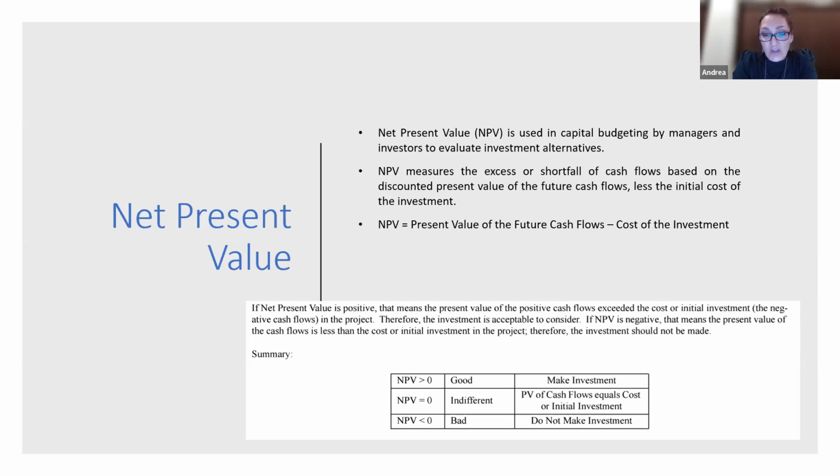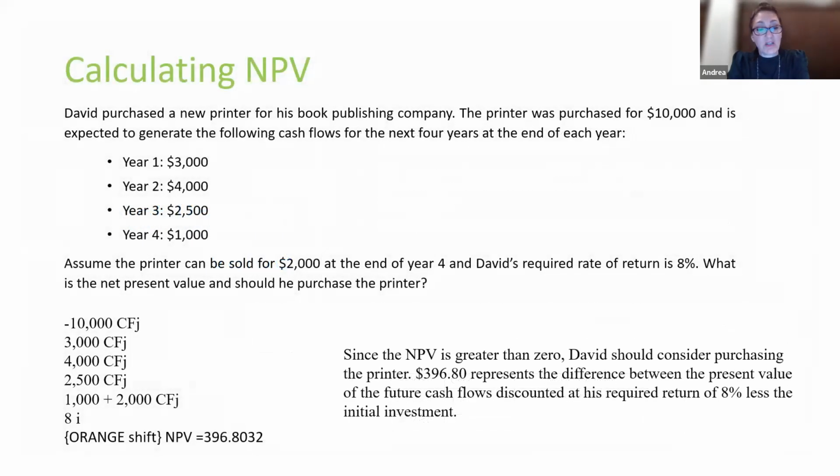So you might see questions like this on an exam where they're going to ask you to determine the net present value, or they're going to ask whether this is an investment that somebody should make given these different variables. If the net present value is greater than 0, then that's a good investment. If it's 0, then it's indifferent, but you don't want a net present value that is less than 0, because that would not be a good investment. So let's look at some examples here.